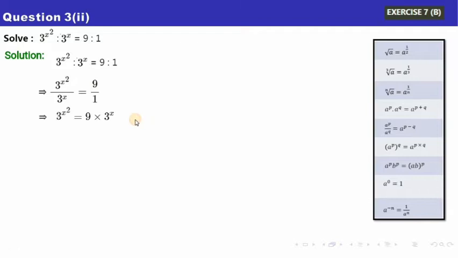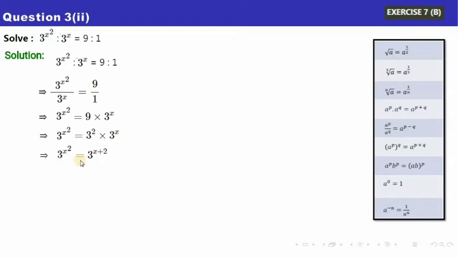Now let's do the cross multiplication. So 3 to the power x square into 1 is 3 to the power x square itself. So 3 to the power x into 9 is 9 into 3 to the power x. Okay, now you know that this 9 is nothing but 3 squared. Now here when you multiply this kind of number, a to the power m into a to the power n, your answer will be a to the power m plus n. That means you need to add the powers, isn't it? So if you add the powers, 2 plus x gives you x plus 2, isn't it?